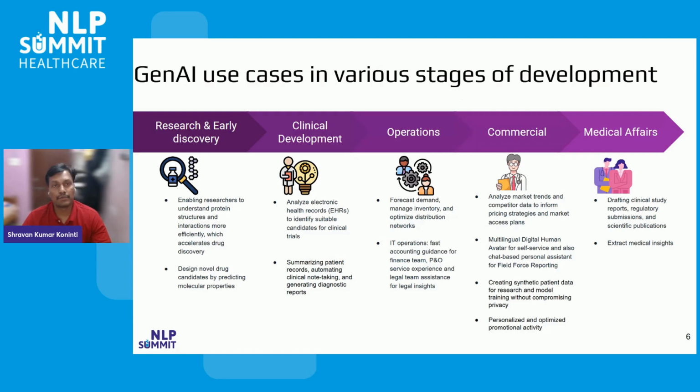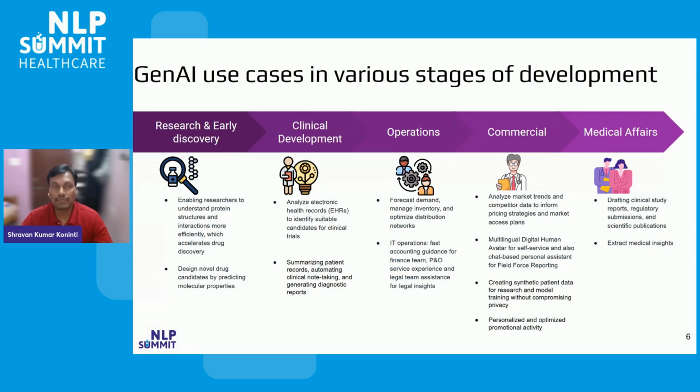Now let us look at some of the potential use cases in various stages of development. If you look at research and early discovery, clinical development, operations, commercial, and medical affairs, there are other stages as well, but predominantly these are the five major stages. Personally, the majority of my experience has been in the commercial and operations side of things. When it comes to the commercial side, I'll pick up some use cases wherein we can analyze market trends and competitor data to inform pricing strategies and market access plans.